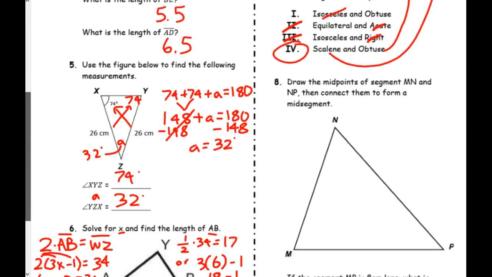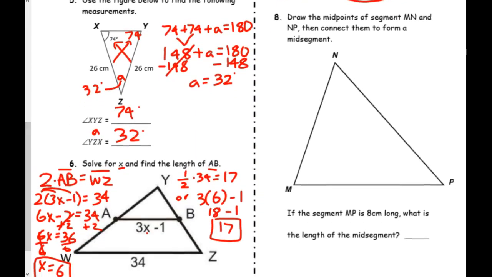Alright, number 8. Draw the midpoints of each segment MN and NP. Alright, so MN, put that midpoint there. You kind of just eye it. NP, just kind of eye it. Connect them to form a mid-segment. Here's my mid-segment. If the segment MP is 8 centimeters long, what is the length of the mid-segment? So remember, X, the mid-segment, equals half of the parallel side, 8, or 8 divided by 2, which is 4. That's it. Cool. Next one.